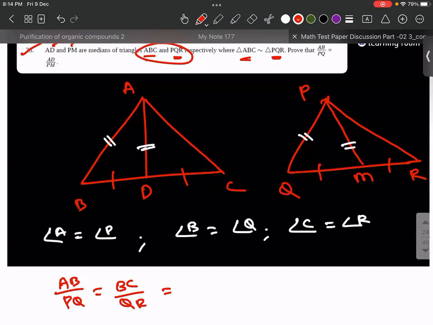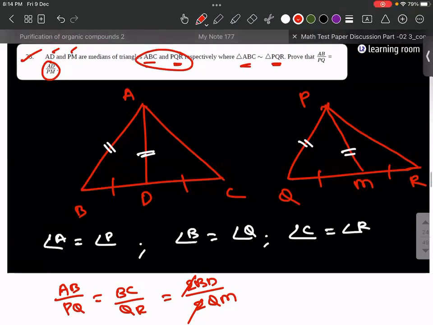BC is BD into 2. So we can substitute BC as 2BD divided by 2QM. Okay. So we get that AB by PQ equals BD by QM. And then we say that because angle ABD is equal to angle PQM, and AB by PQ equals BD by QM, triangle ABD is similar to triangle PQM. And then we can say that AB by PQ equals AD by PM.